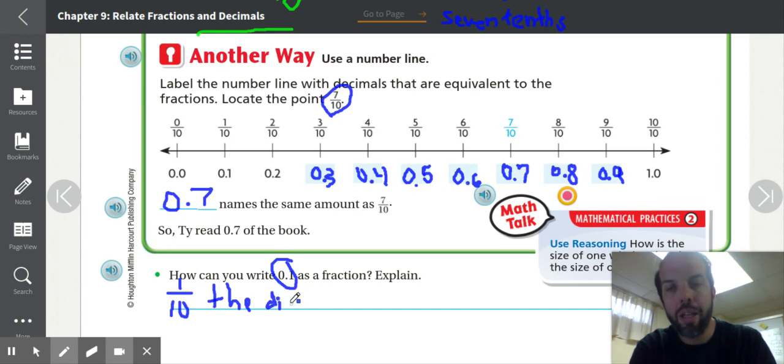I'd like to think I'm getting a little bit better with writing with a mouse. It's still not the most perfect for sure. The digit 1 is in the tenths place.